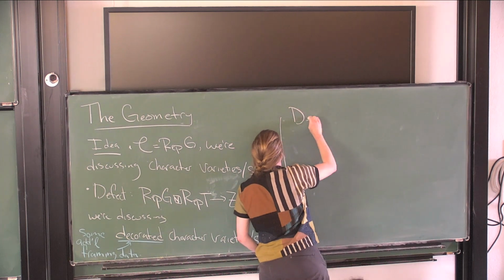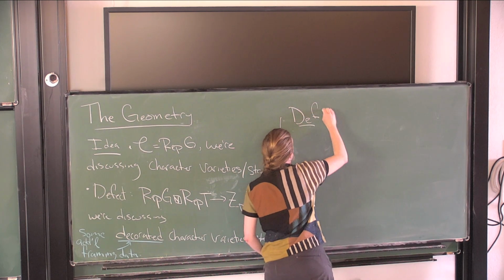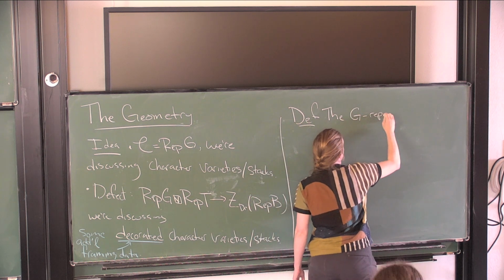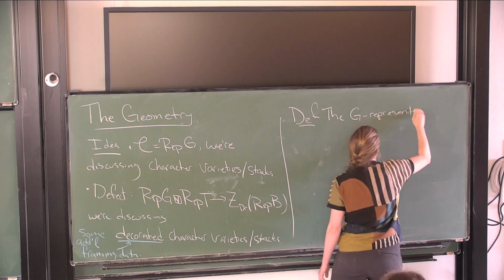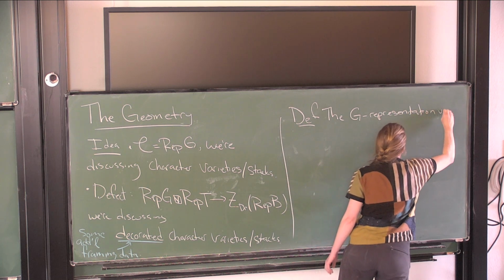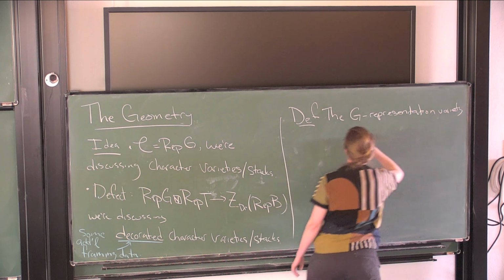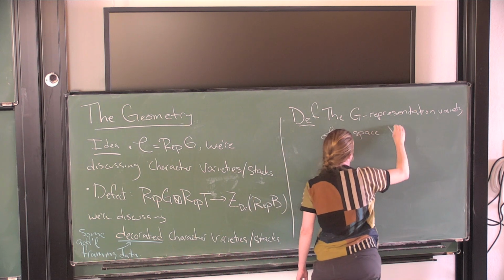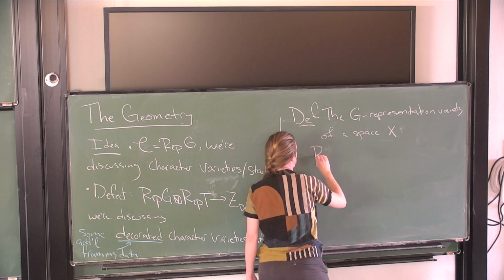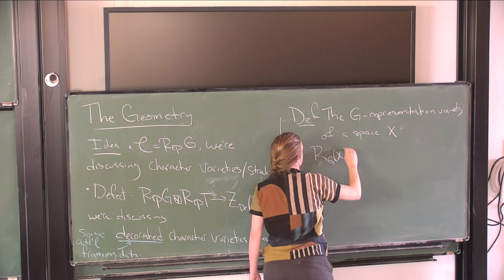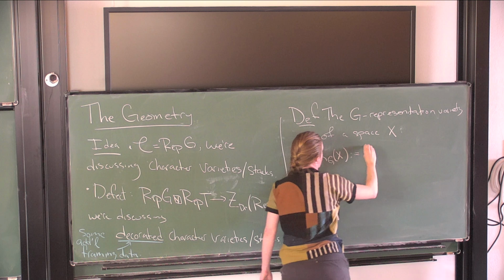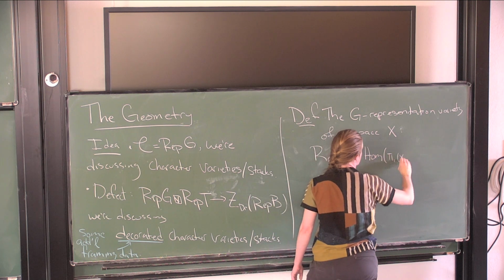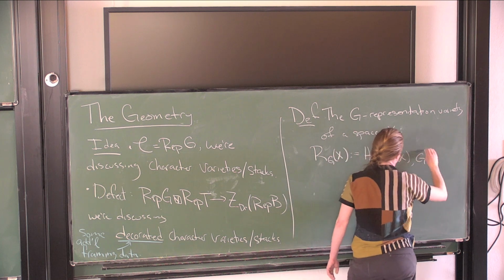Here's a definition. The G representation variety of a space X, well, I'll write this R_G(X). And it's going to be, by definition, homomorphisms from the fundamental group of X into G.